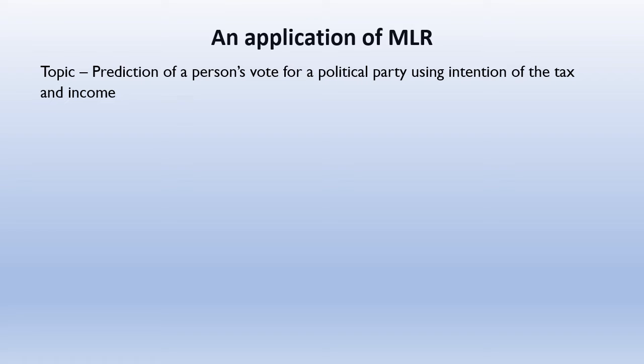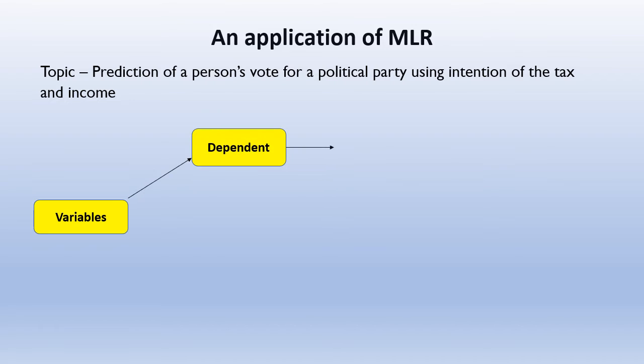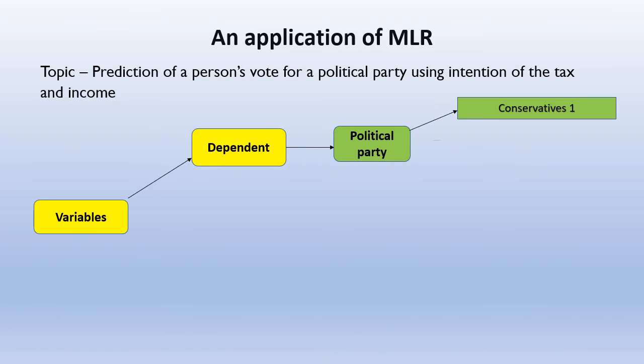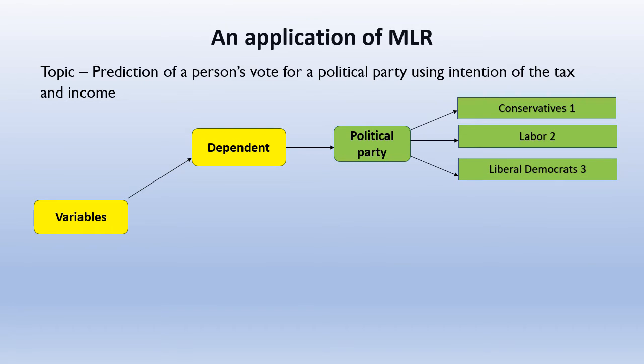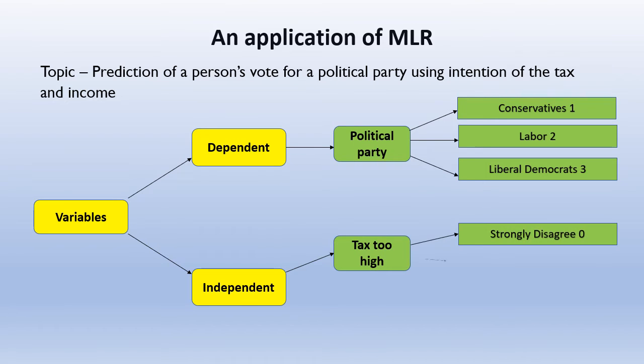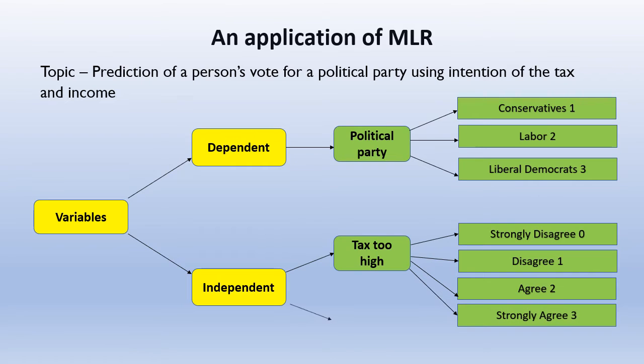The variables of the study are as follows. The dependent variable is political party, and it is a categorical variable with three categories, namely Conservatives, Labour, and Liberal Democrats. The independent variables of the study are tax is too high, which was assessed using the Likert scale, and the other variable is income, which is a continuous variable.